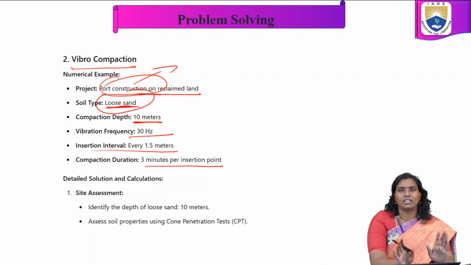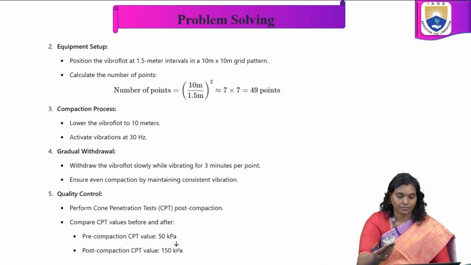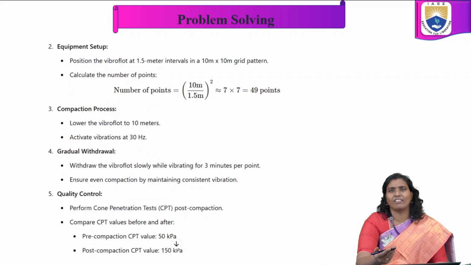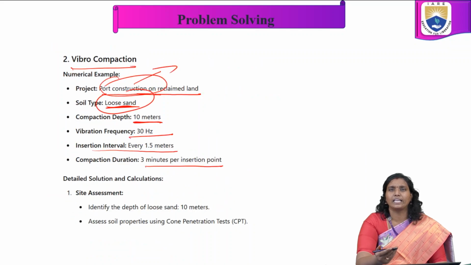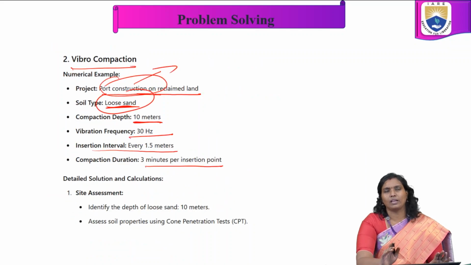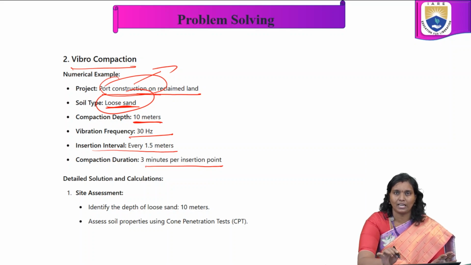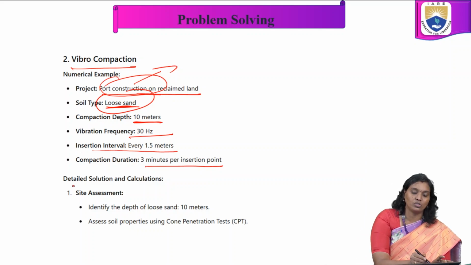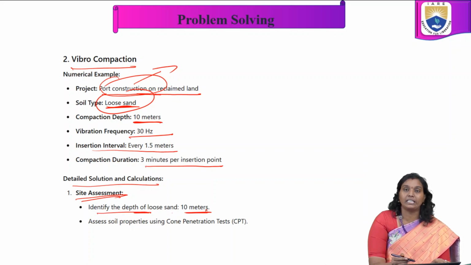So what are the things we require for this? It depends on the compaction we are doing, and according to that we choose vibro compaction. Then we will know how much compaction depth, vibration frequency and insertion interval are needed. Now the detailed solution and calculations. Site assessment: identify the depth of the loose sand, which is 10 meters.